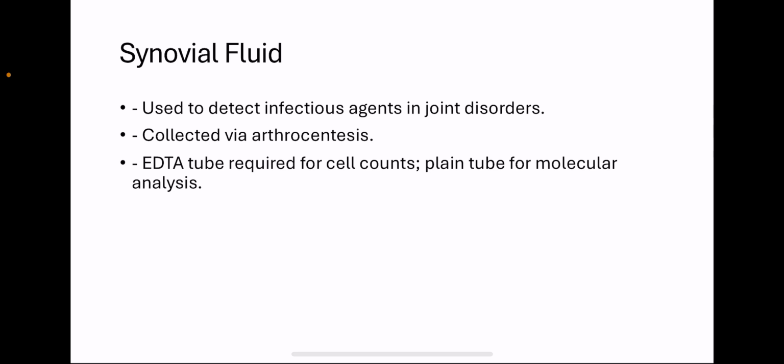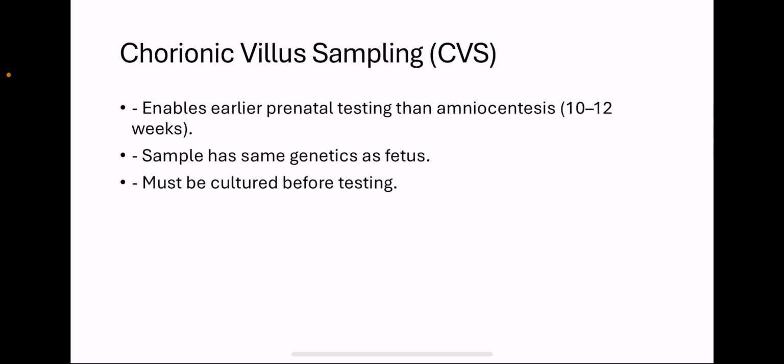Chorionic villus sampling. This enables earlier prenatal genetic testing than the amniocentesis procedure. The samples are taken from placental villi, which share the fetus's genetic makeup. The sample is examined for quality and grown in culture before molecular testing is performed. The procedure can be done through the cervix or abdomen, depending on placental location.